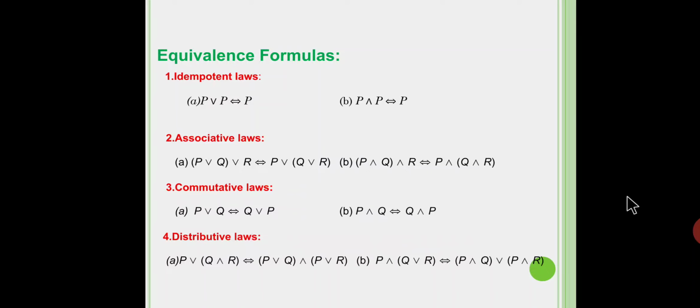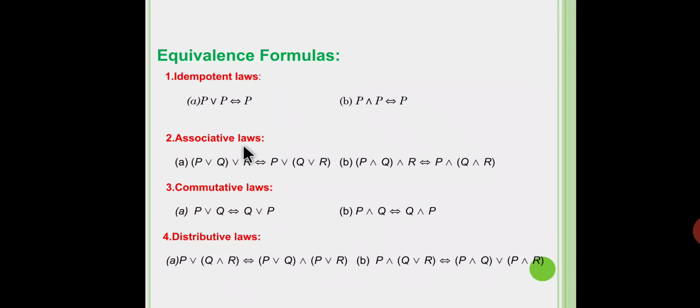So let us consider the most common and famous logical equivalences of all time. First one, the idempotent law. P disjunction P is equivalent to P, and P and P is equivalent to P. You can solve and prove this with the help of truth tables.